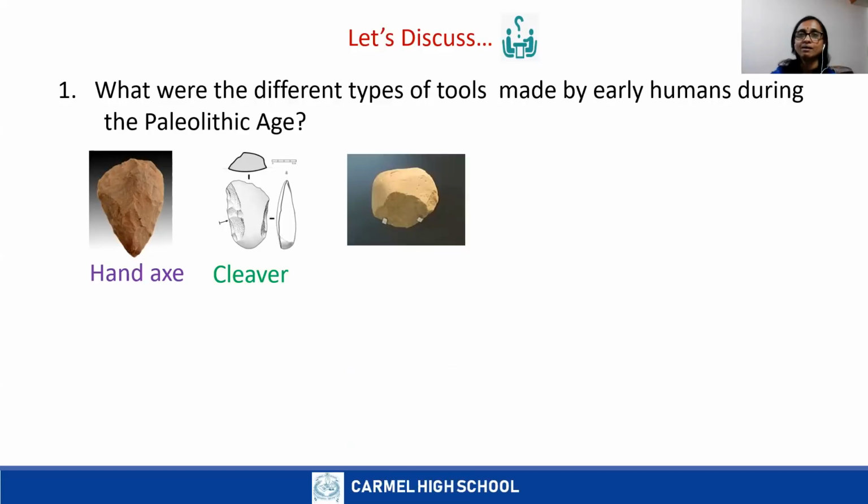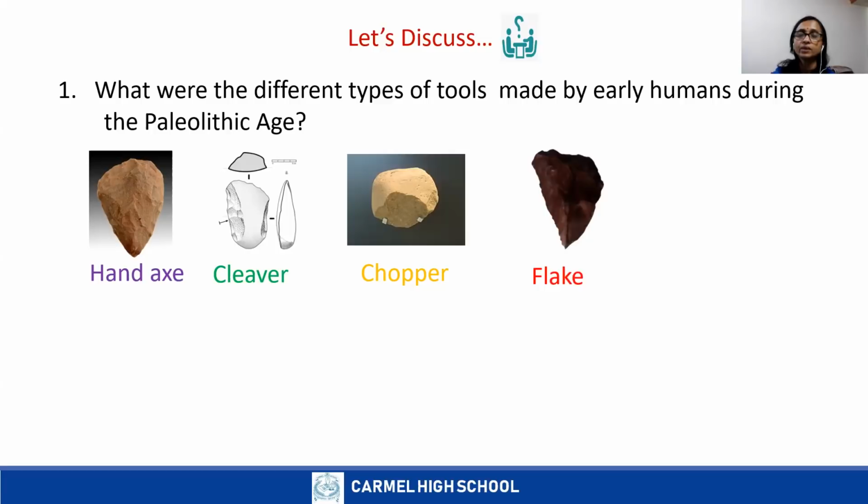Okay, now next, see the shape of that. This is a chopper. This chopper was the core tool, that is, the middle part, and it was used for chopping. From the name, we know that a chopper is used for chopping. Now next one. What is this? It's a flake. This tool was produced by removing thin layers of stone.